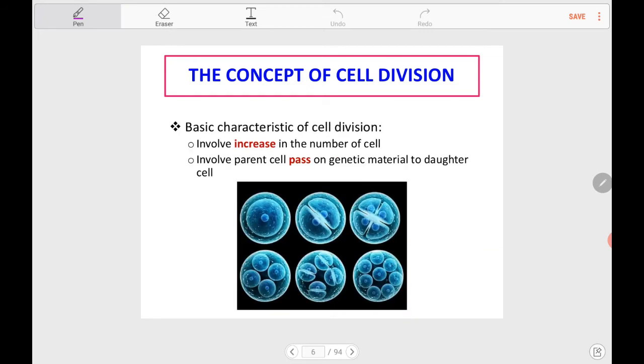Okay, basic characteristic of cell division. So 1, involve increase in the number of cell. Okay, so daripada satu sel dia akan membahagi menjadi dua daughter cell. So division ini bukan maksudnya satu sel jadi separuh, tetapi satu sel menjadi dua sel. Okay, number 2, involve parent cell pass on genetic material to daughter cell.